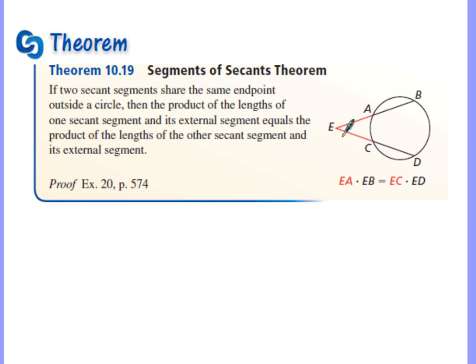As you can see here, the external EA times the entire secant is equal to the other side's external times the entire secant right in there. So outside times entire equals outside times entire.